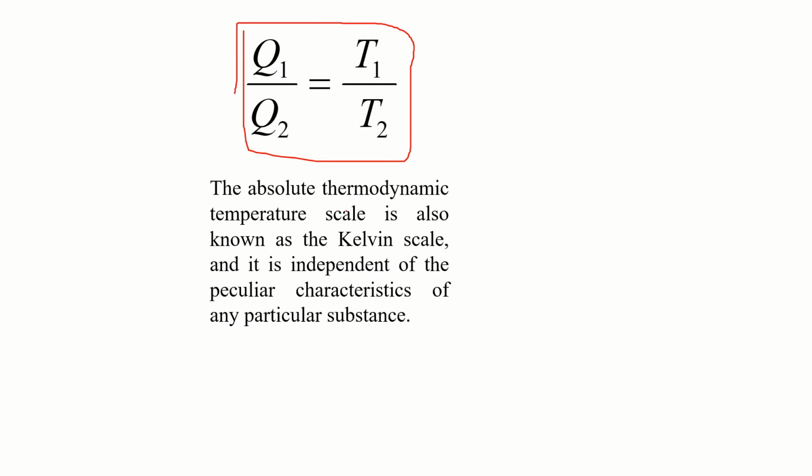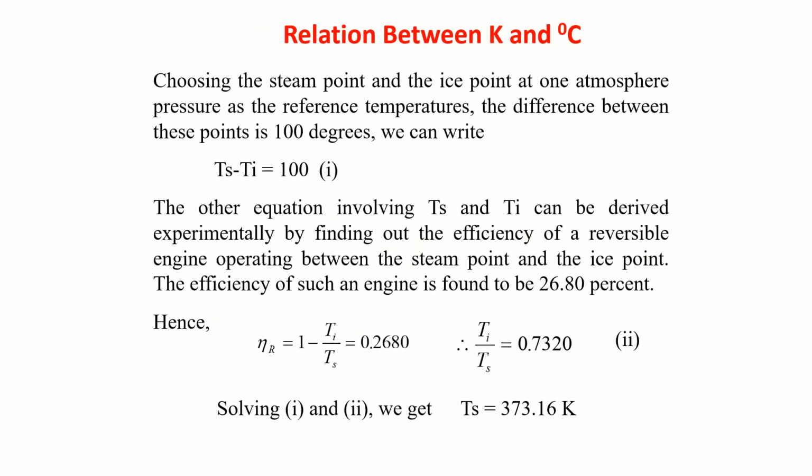The absolute thermodynamic temperature scale is also known as the Kelvin scale, right? And it is independent of the peculiar characteristics of any particular substance. So that is what we call an absolute thermodynamic temperature scale.